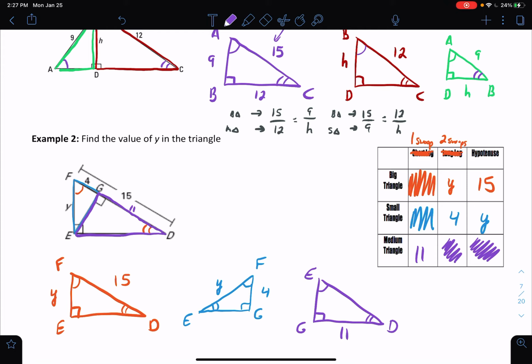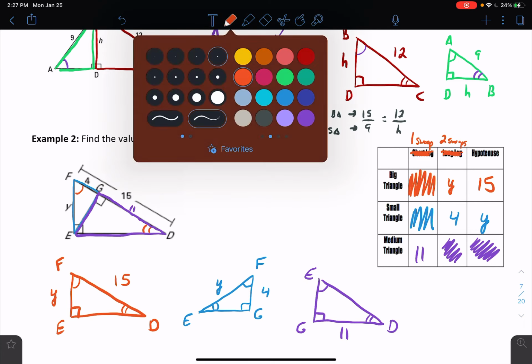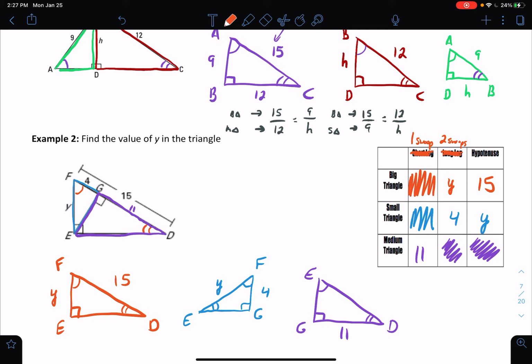Okay? So drawing them separately helps. Eventually, after a lot of practice, you should be able to put the 2 swoop in there and the 1 swoop in there and maybe visualize the 3 triangles in the original diagram. But if need be, please draw those separately and fill out this chart so you can set up the proportion. All right, the proportion that you can set up is right here.